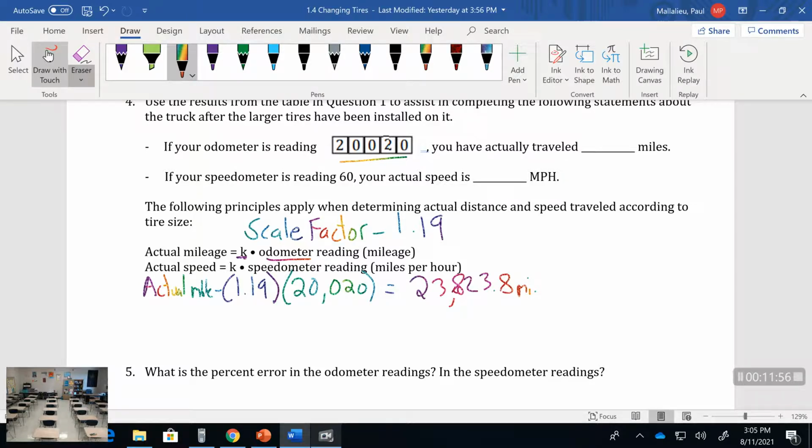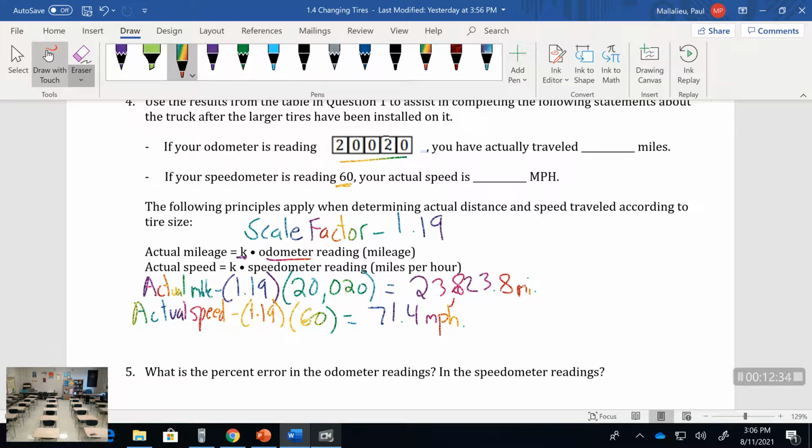And then this is the one that you really got to be careful with, the actual speed here. You use your 1.19 scale factor, so that hasn't changed, and then multiply by how fast you think you're going, meaning your speedometer is showing 60, but what you are really going is 1.19 times 60, which is 71.4 miles per hour. So obviously, hopefully none of you get pulled over, but if you are thinking you're going 60 and you're actually going 71.4, you're going 11 and a half miles over the speed limit, and there's a chance you get pulled over. So be careful there.